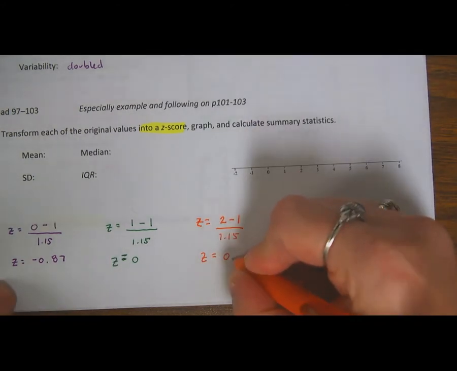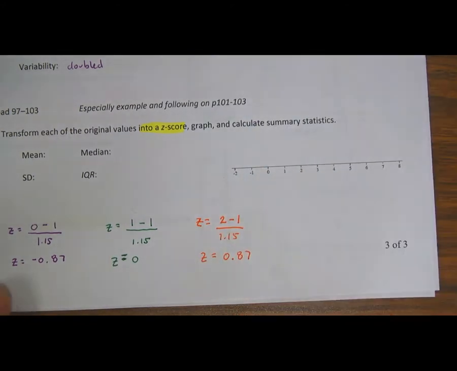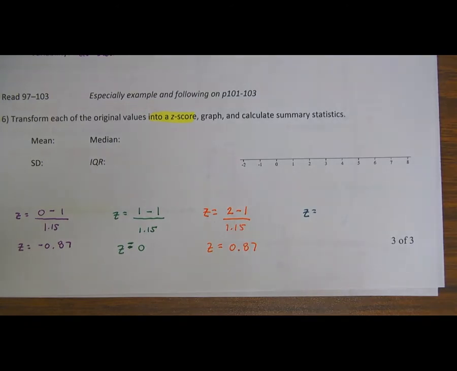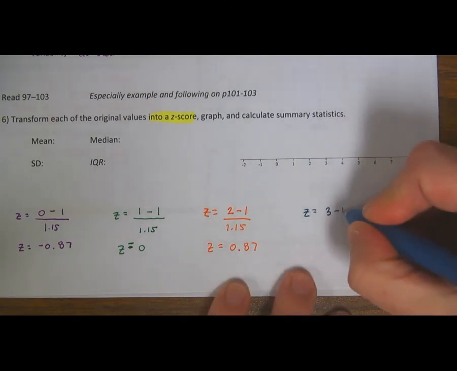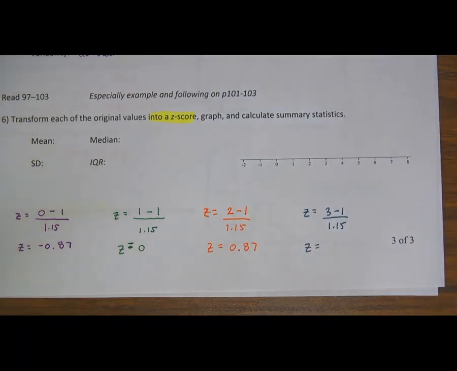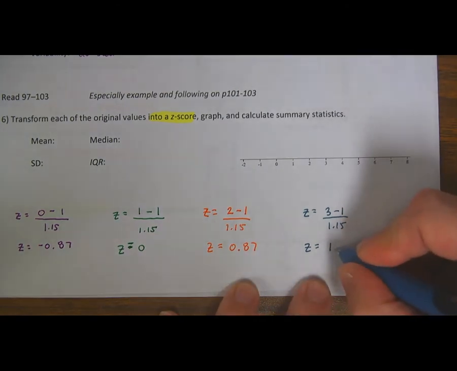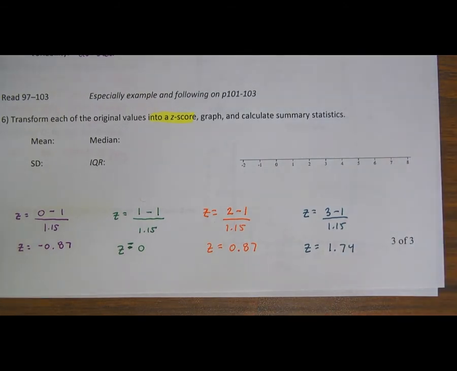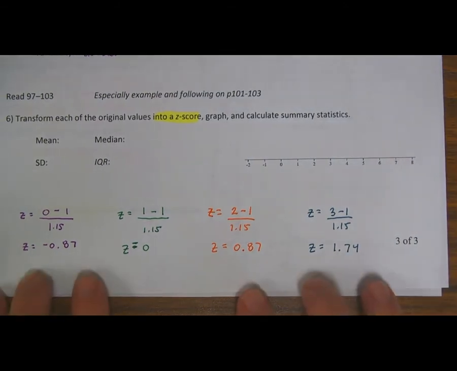I got positive 0.87 this time, which means it's about 0.87 standard deviations above the mean. And lastly, at the top of the page, that very last data value is 3. When we standardize that, we get positive 1.74. So here's what I want you to do.